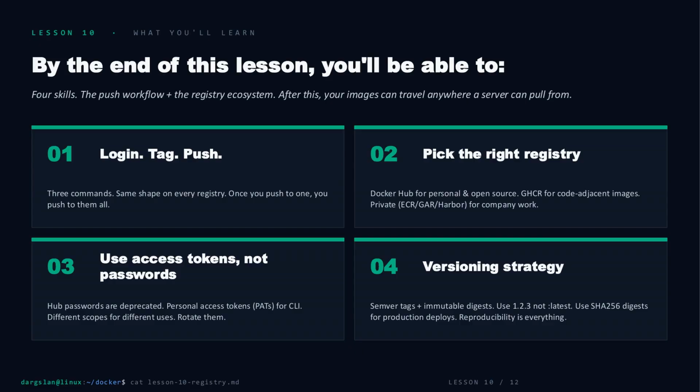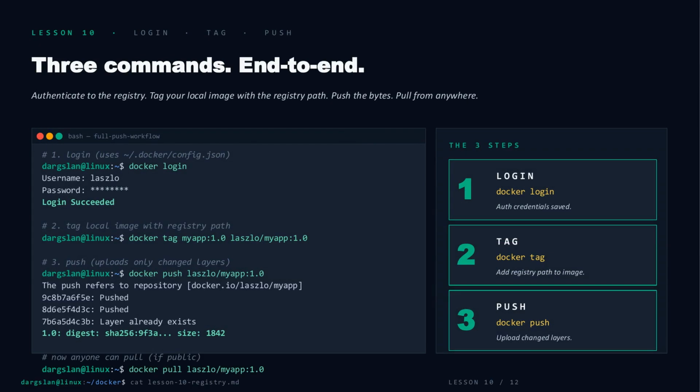Second, picking the right registry. Hub for personal stuff, GHCR when your image lives next to your code, and private registries like ECR, GHCR, or Harbor for company work. Third, security. Access tokens instead of passwords, because Hub passwords on the CLI are deprecated. And fourth, a versioning strategy that production can actually trust. Semver tags, immutable digests, and please not latest. Let's see the whole thing end to end.